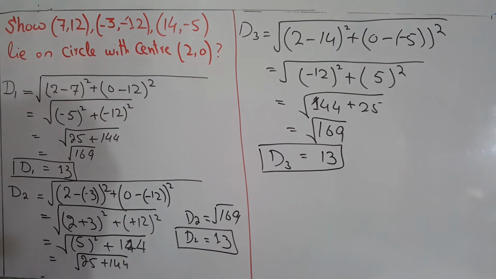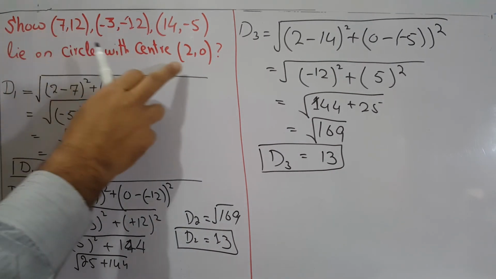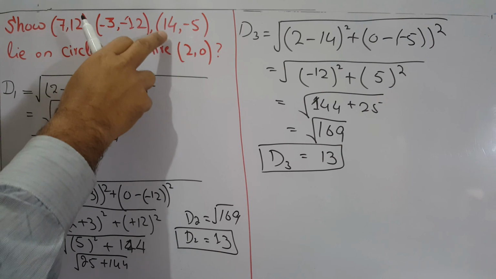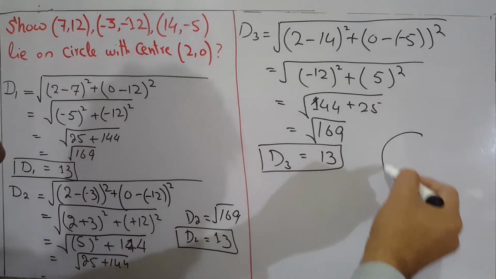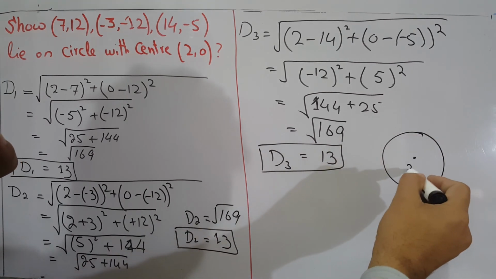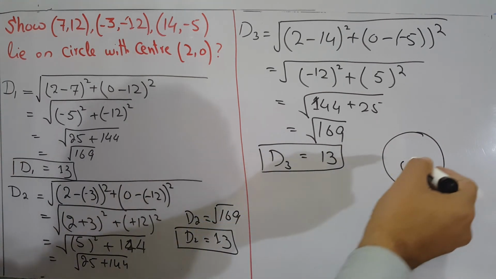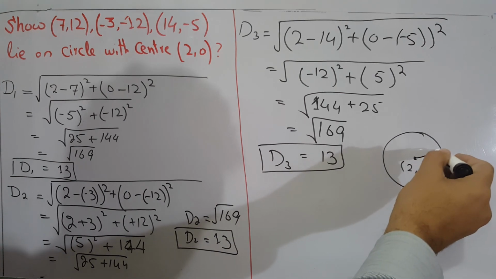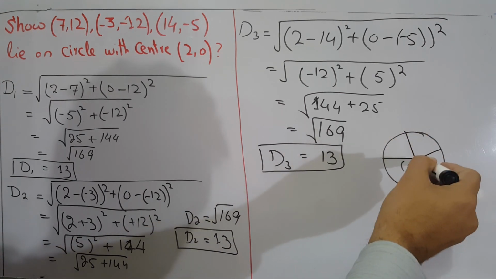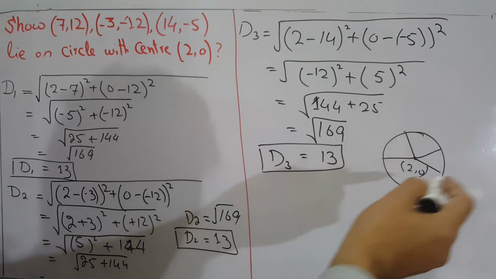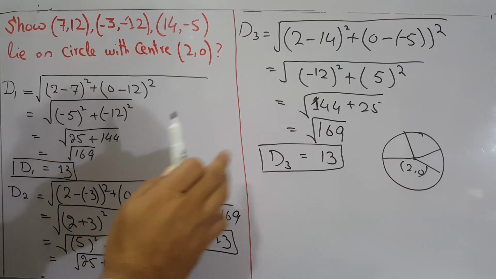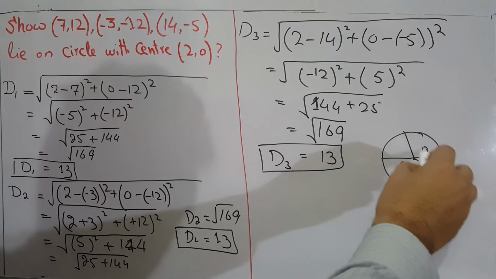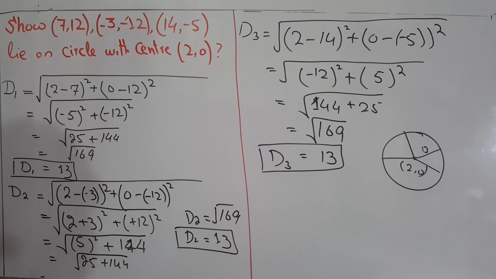So you can see that the distance from this point to the center of the circle, this point to the center of the circle, and this point to the center of the circle is the same. If you look at the circle, and that is the center of the circle, then if you take any point on the circle, it will have the same distance, which is called the radius. So all these points have the same distance, 13. So they lie on the circle. Thank you.